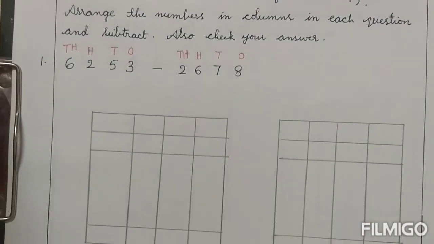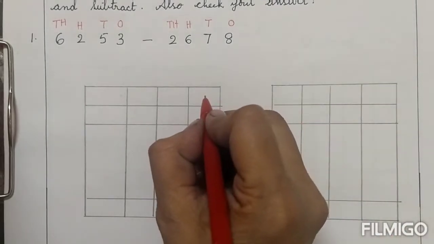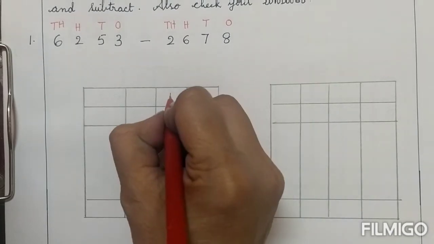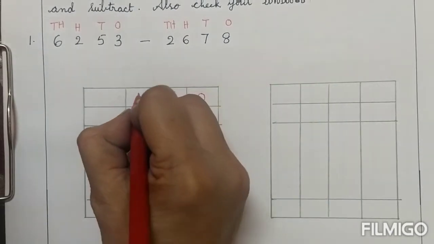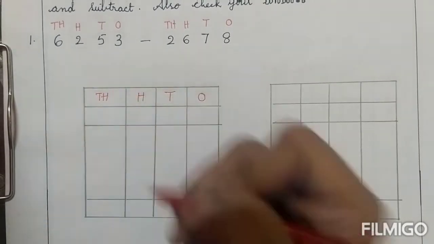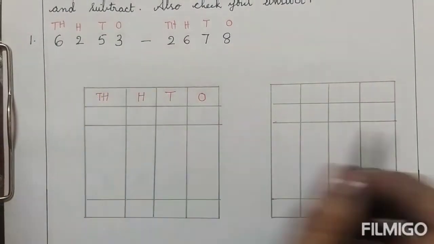Then we will make a tabular column. We'll write the place values in the first row: ones column, tens column, hundreds column and thousands column. Now we'll place the numbers according to the place values.